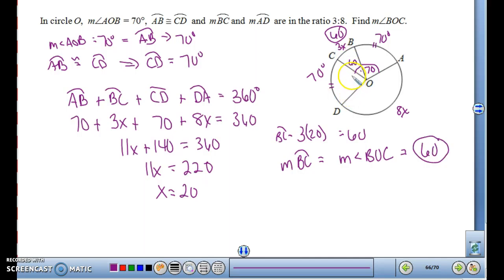So if you want to check the rest of them, this one would be 70. This one would be 8 times 20, which is 160. This would be 160 as well. Add them all up. 60 and 160 is 220, plus 140 is 360. So there we have it. So that is about arcs and angles of central angles of a circle.